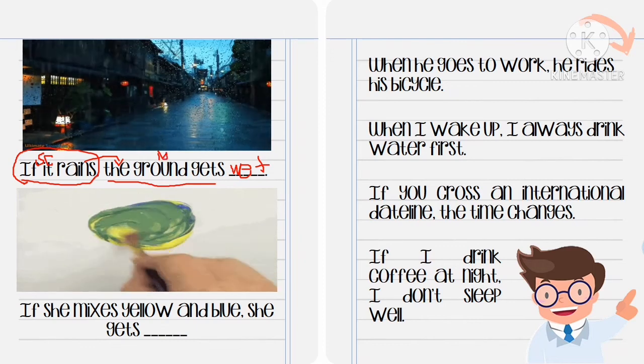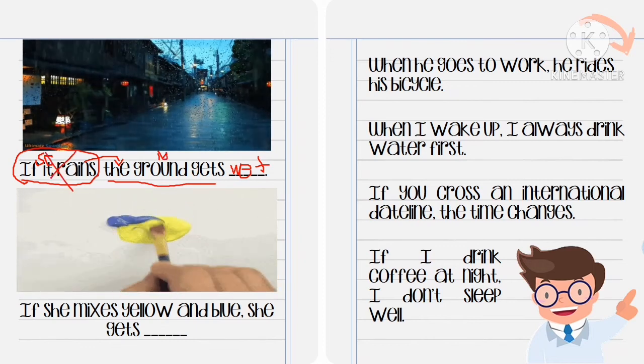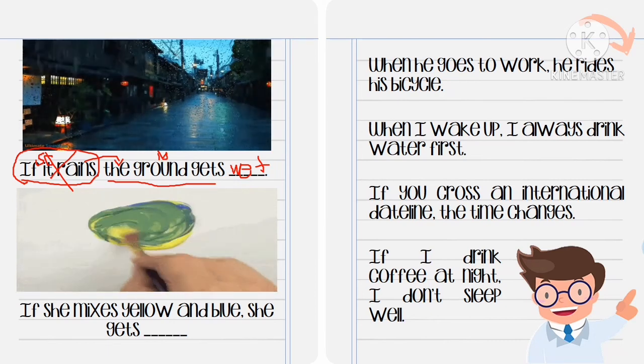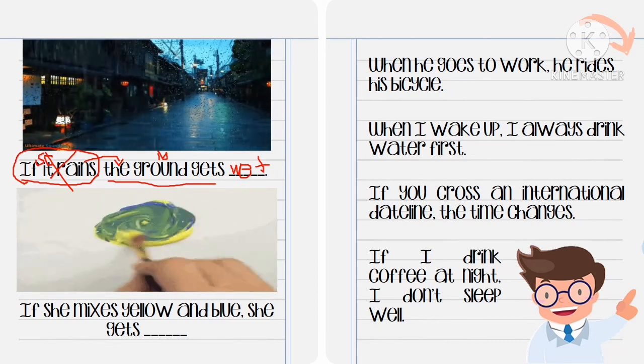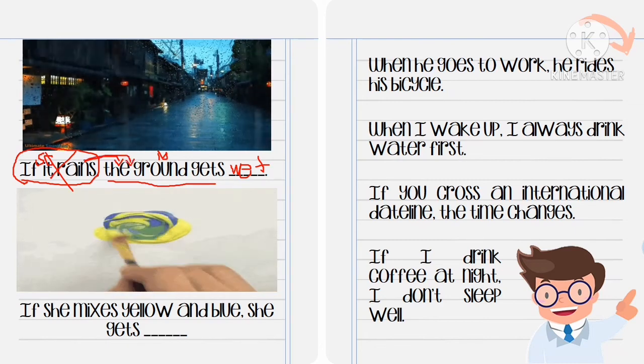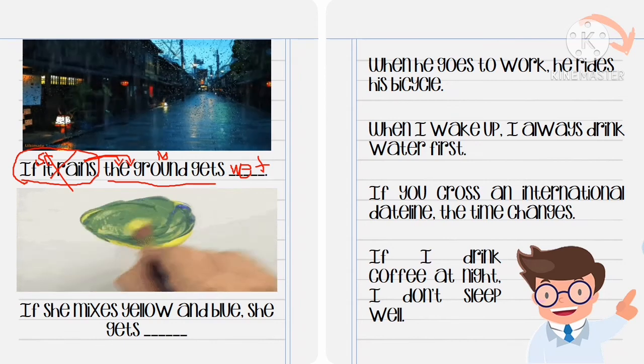Etong main clause natin, kahit wala tong si subordinating clause, kaya niyang magbigay ng complete idea sa reader. The ground gets wet. Pero etong si SC, hindi. It totally depends on the independent clause or the main clause. The ground gets wet.